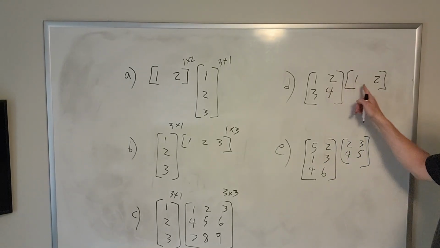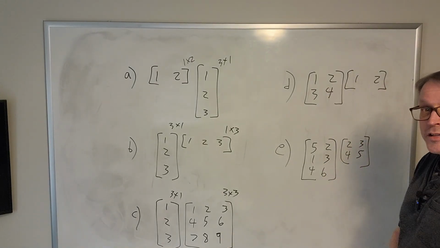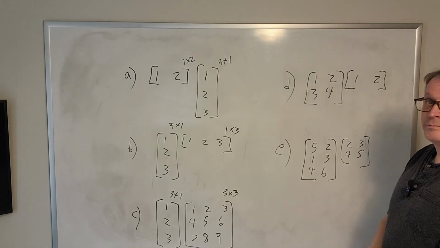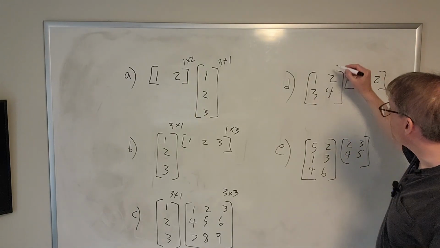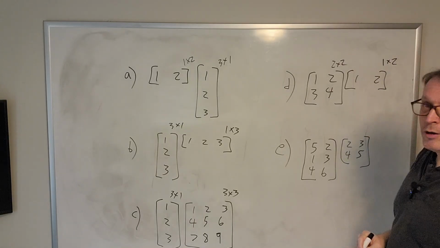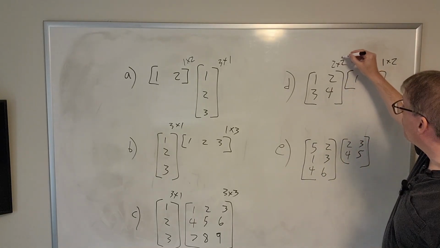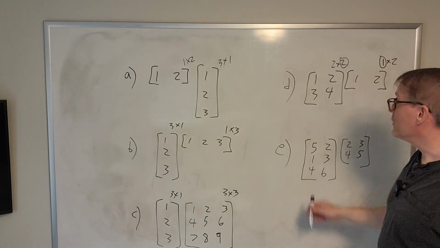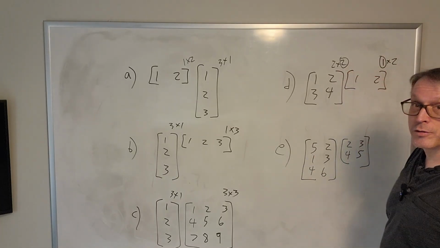How about this guy? This is 1, 2, 3, 4, and 1, 2. Is it possible? Well, let's see. This is a 2 by 2, and this is a 1 row and 2 column. No, it is not possible. This number right here does not equal this number right here. This does not have the same number of columns as this has rows.